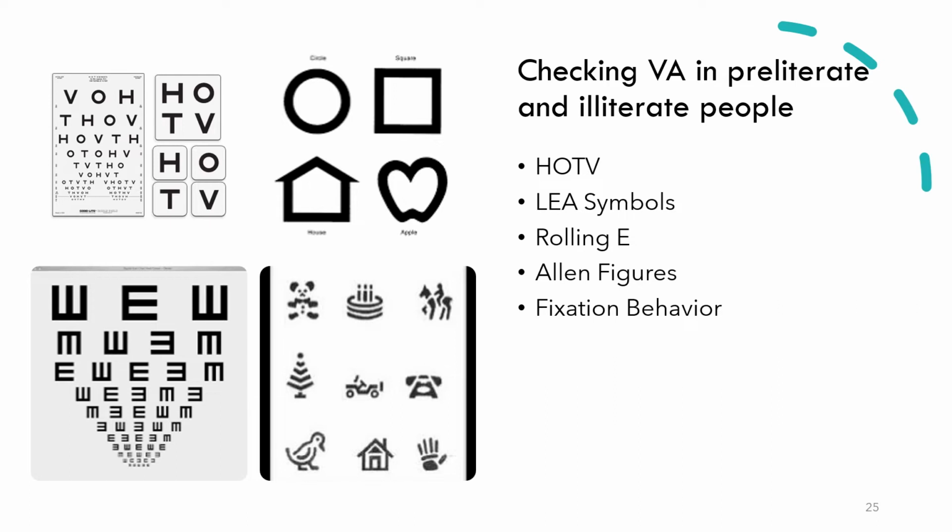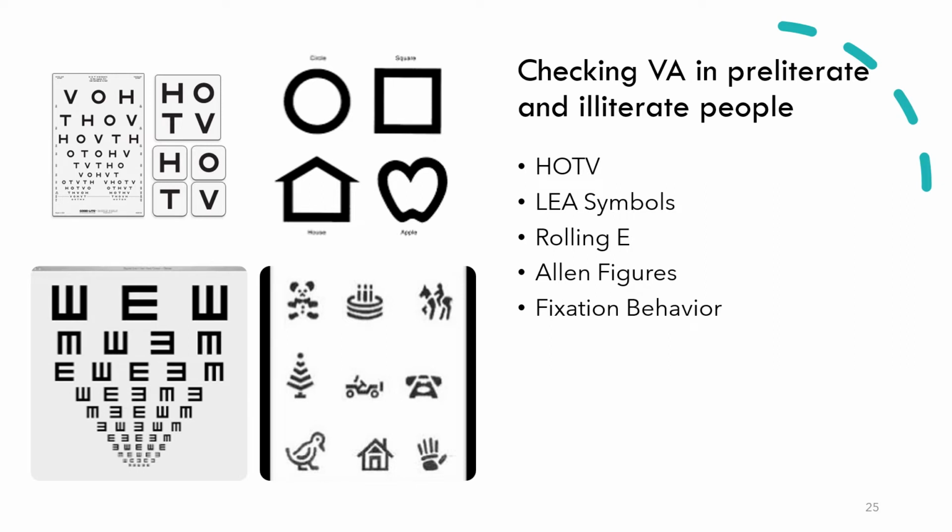Next is the LEA symbols. Again, sometimes a patient is handed a card with these symbols on them. They are often used in pediatric settings and include a circle, a square, a house, and an apple. And as these symbols get smaller, they are harder to distinguish from each other and more closely reflect actual visual acuity than the Allen figures.